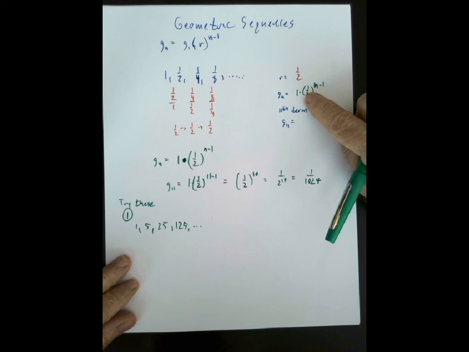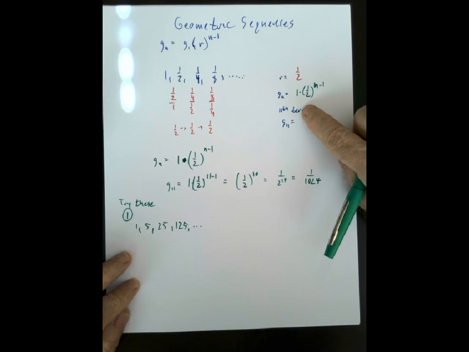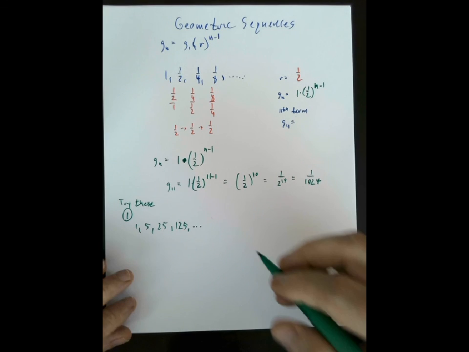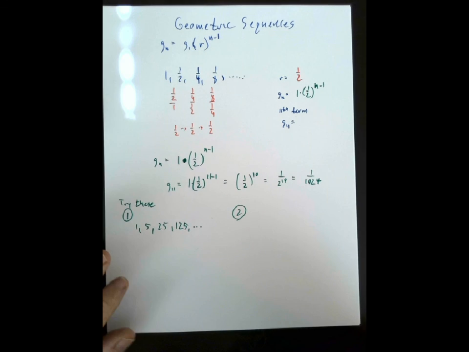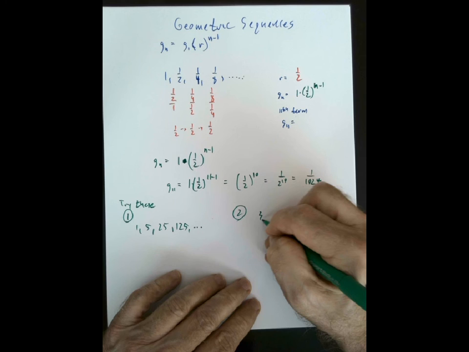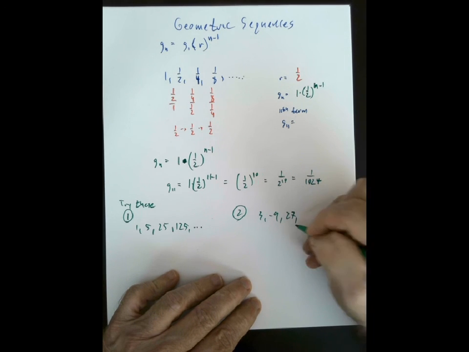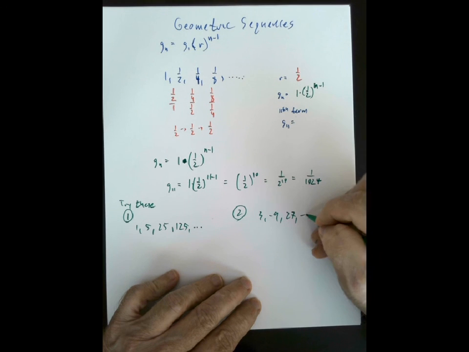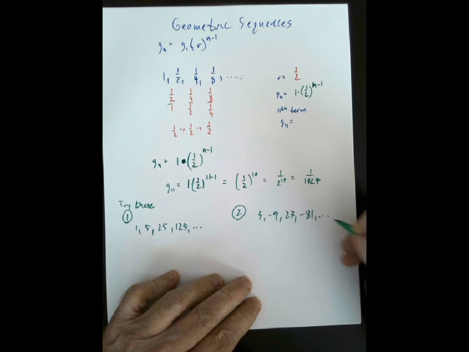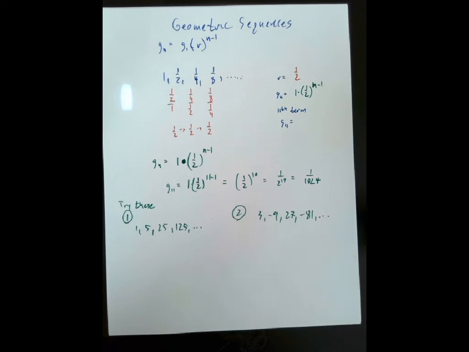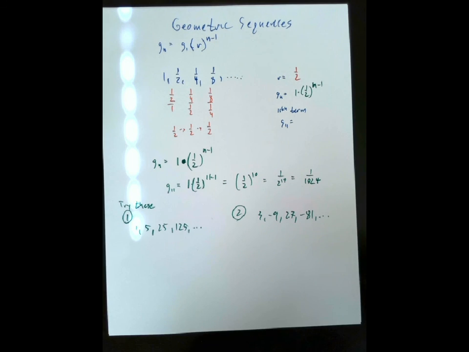Again, same problems: what's the common ratio r? What's the formula for it? And we're going to ask, what's the 11th term? So for each of those. And then for number 2, try this one: 3, negative 9, positive 27, negative 81, and so on. Okay? All right, same thing. All that information up there. So put the video on pause and try these out.